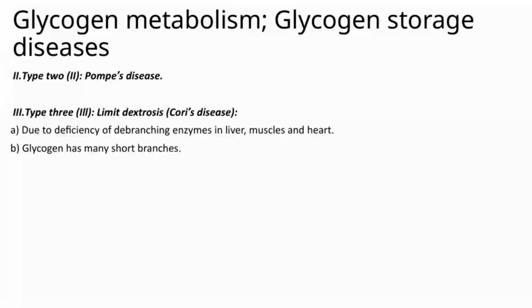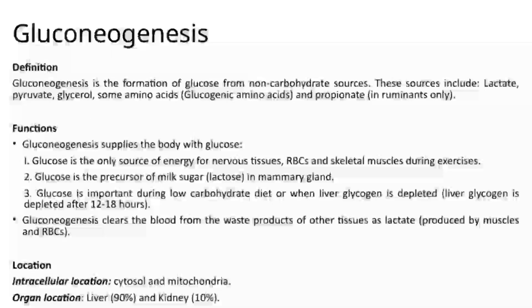Today, I'll be talking about gluconeogenesis, which is essentially the process of forming glucose from non-carbohydrate sources. These sources include things like lactate, pyruvate, glycerol, some amino acids known as glucogenic amino acids, and in ruminants, propionate. Now, why is this process important? Well, gluconeogenesis plays a vital role in supplying the body with glucose, especially in situations where carbohydrate intake is low or glycogen stores are depleted.